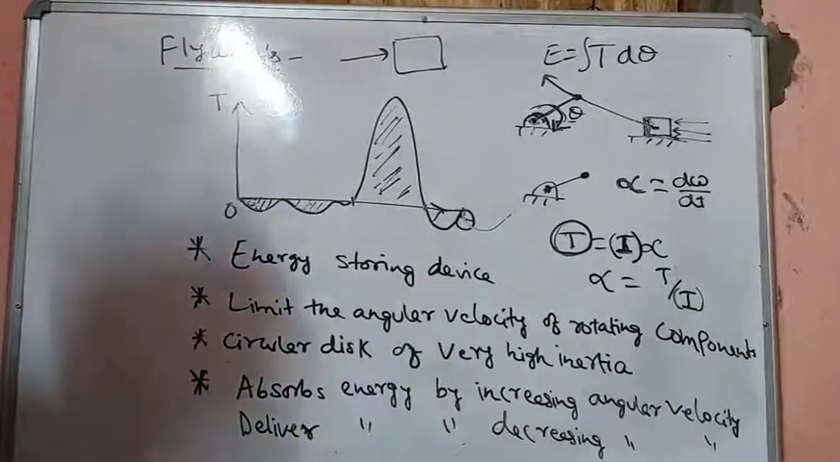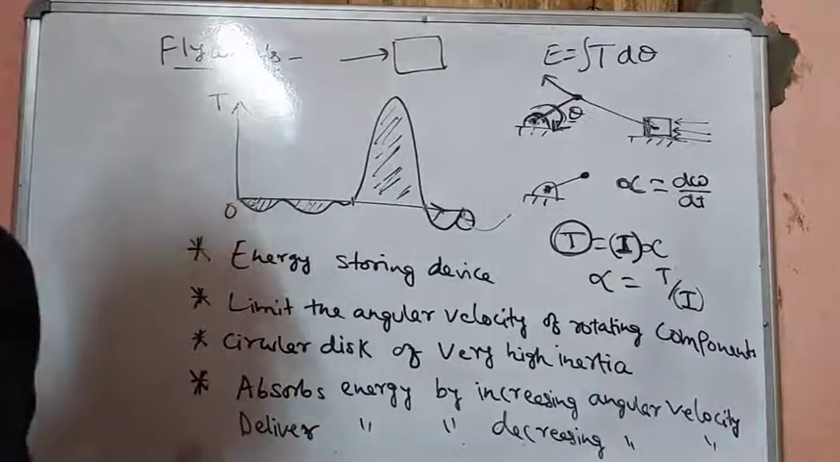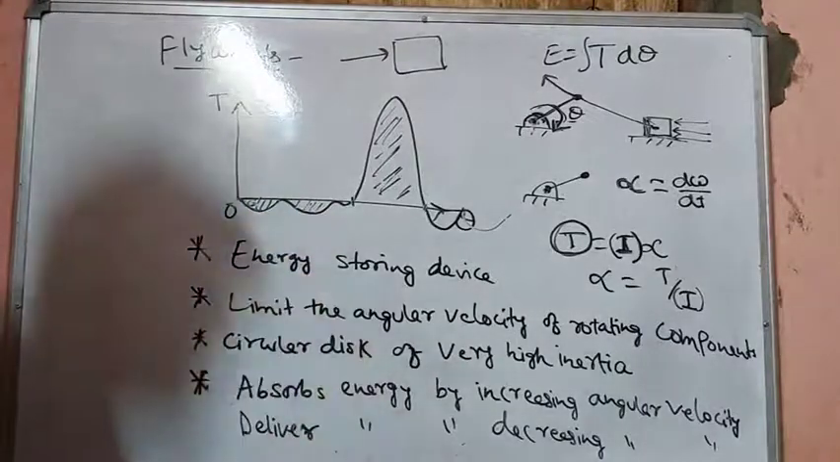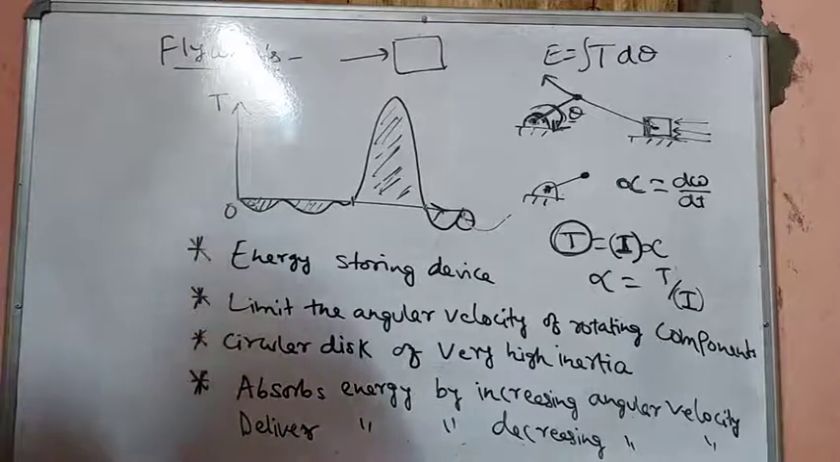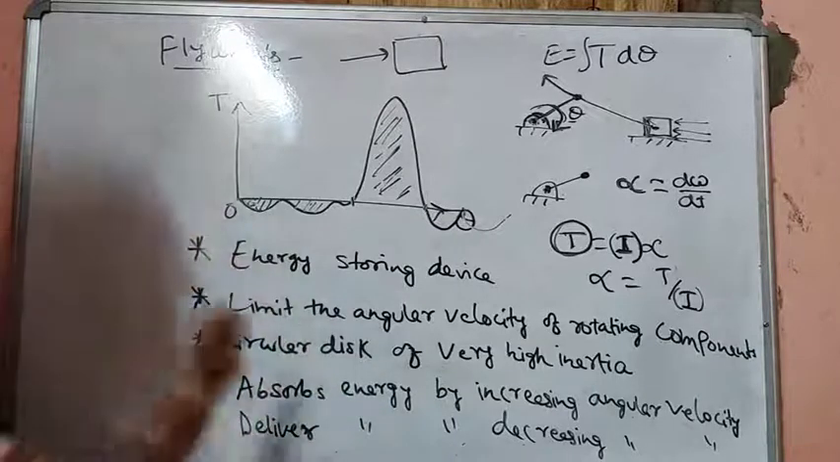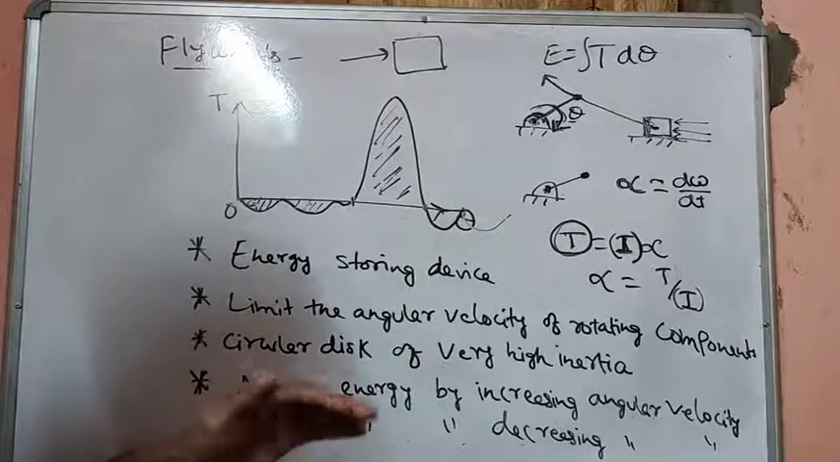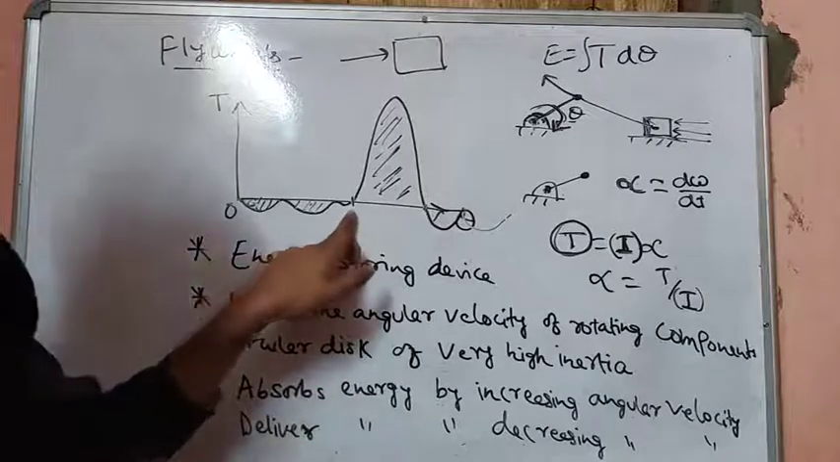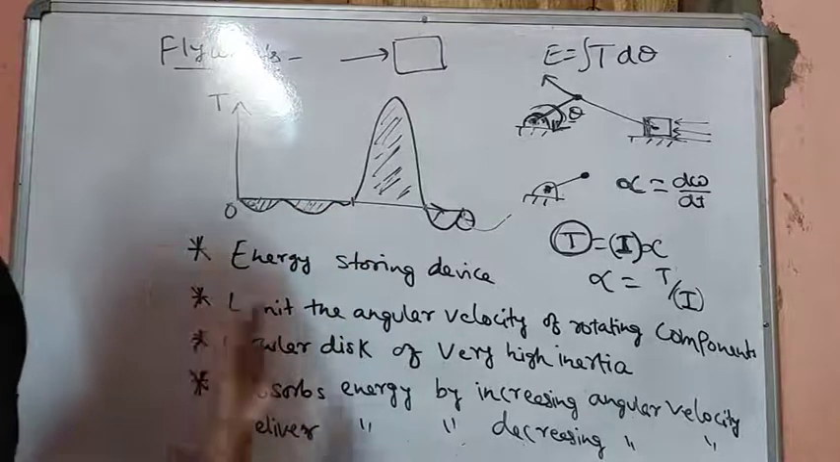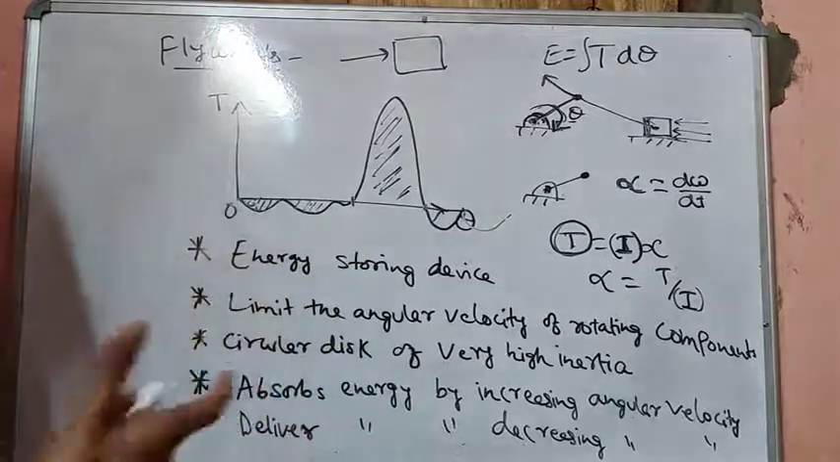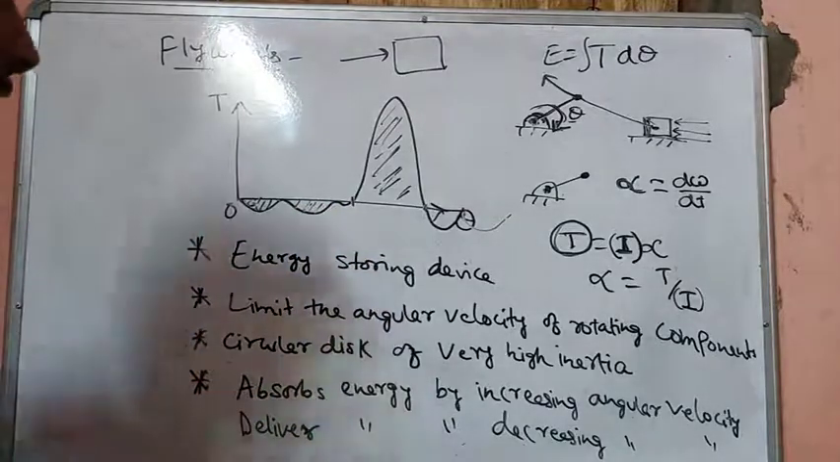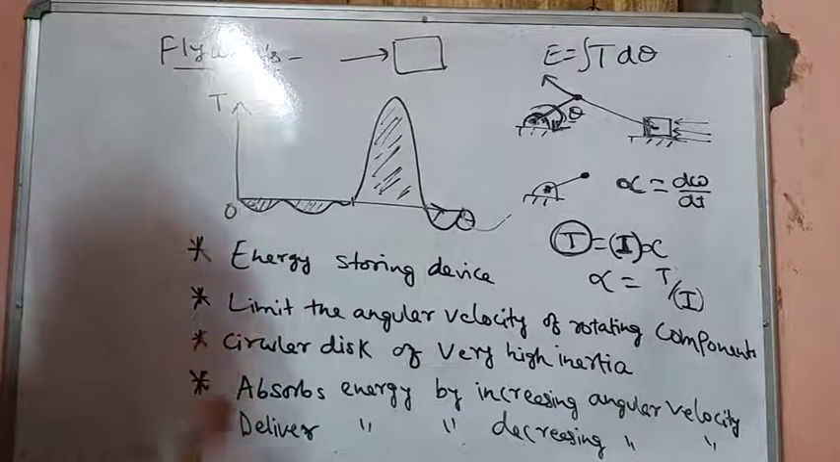So what are the things that we have learned about the flywheel? A flywheel is an energy storage device. Why is it used? It is used to limit the angular velocity of the rotating components. We know that if the angular velocity is, let's say, omega 1, after the power stroke the angular velocity can be at max some percentage of omega 1, not very high. So this is the meaning of limiting the angular velocity.